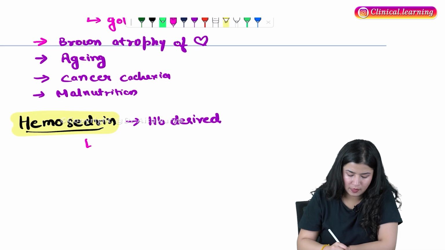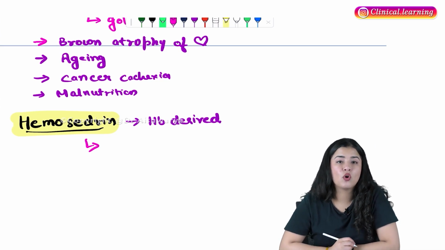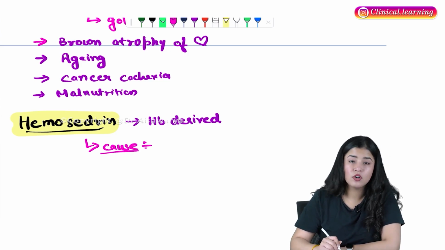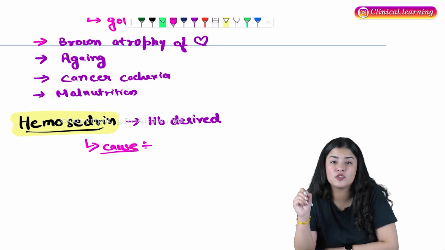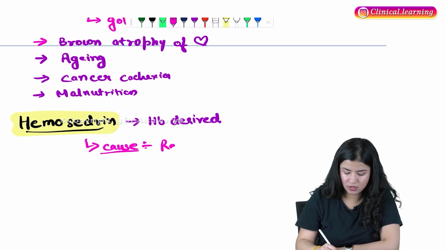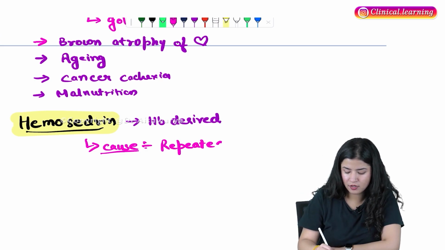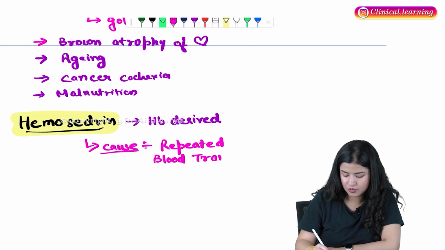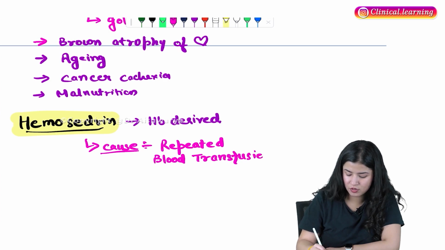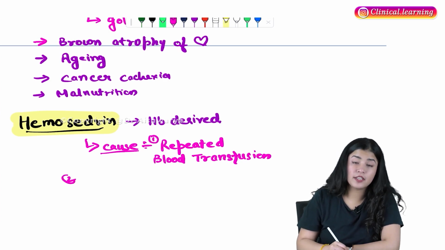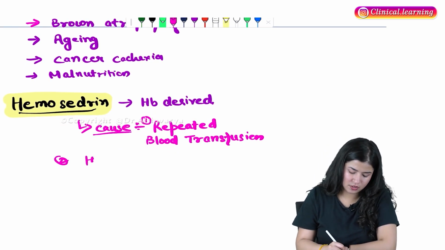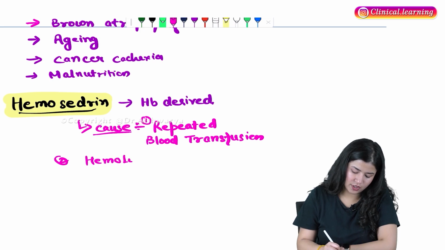Okay, and they can ask you what are the causes of this. I have already told you. First one is repeated blood transfusion. The second one is what? That is hemolytic anemia.